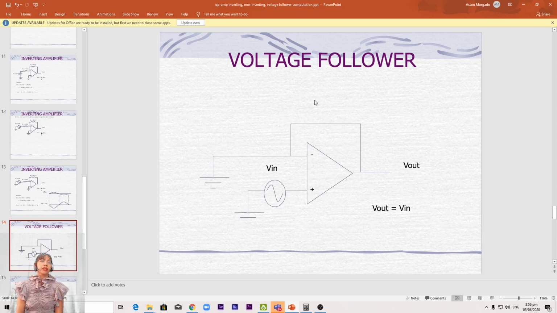Or it can be used to isolate one circuit from another. You have the voltage follower such that the output does not affect the input. So you have something in the middle. That's what the voltage follower does. It isolates one circuit from another, or it can be used for impedance matching. Okay. Got it right?